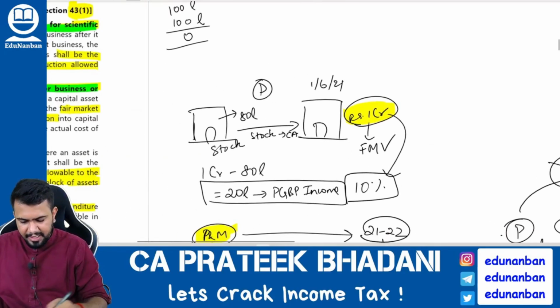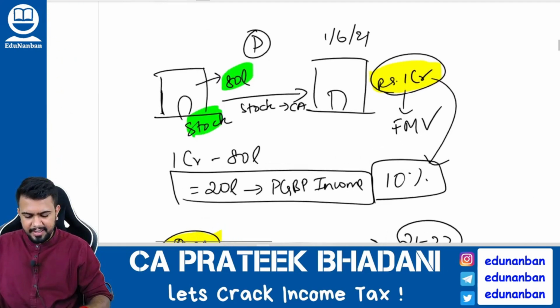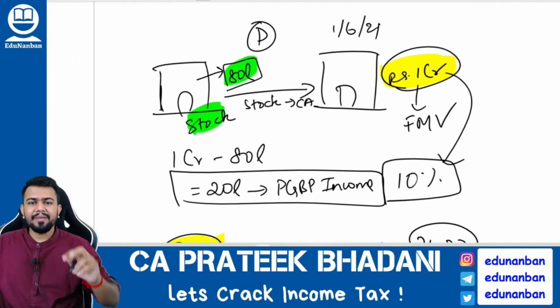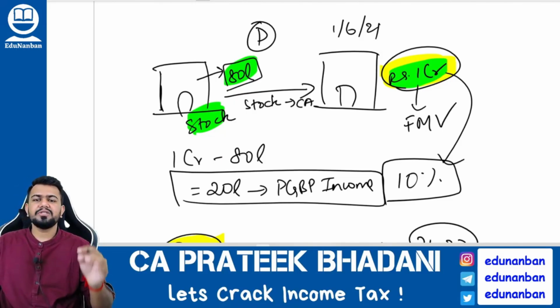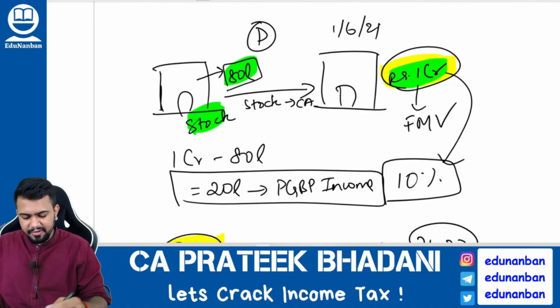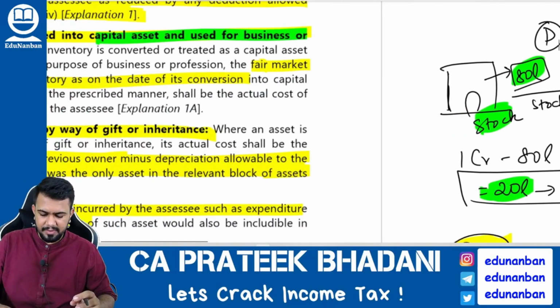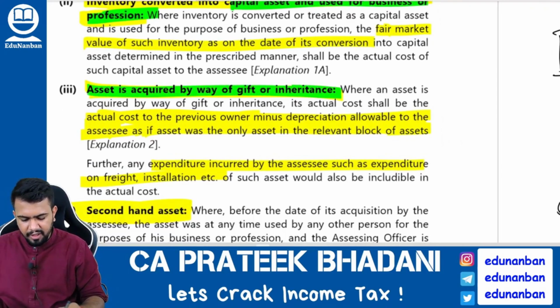So for example, if I am having a building and I am a builder, so for a builder, building is a stock, correct? So I have constructed this building for 80 lakh rupees. However, now I am converting this building into my capital asset for 1 crore, because the fair market value was how much? 1 crore. Hence 1 crore will be considered as the cost of the capital asset. However, the difference between this 1 crore and 80 lakhs, that is 20 lakhs, will be considered as my PGBP income.